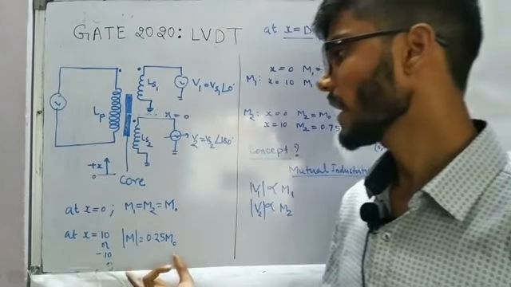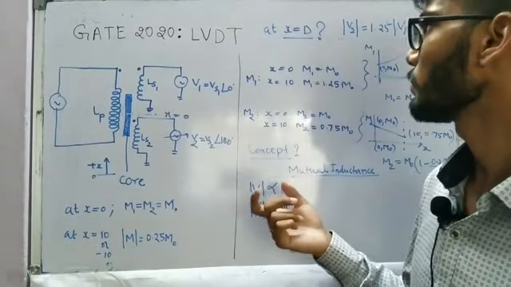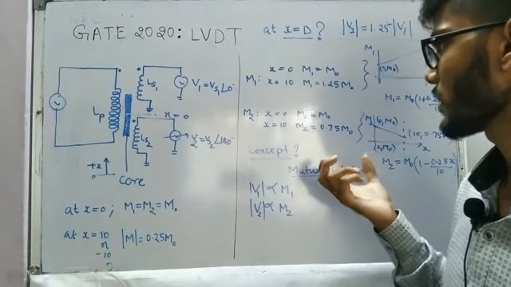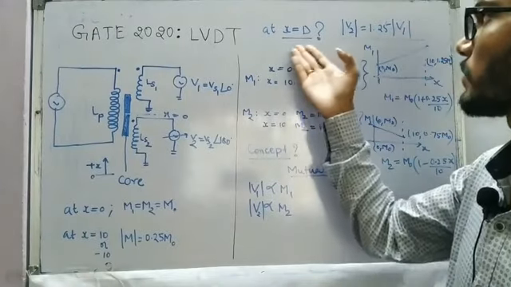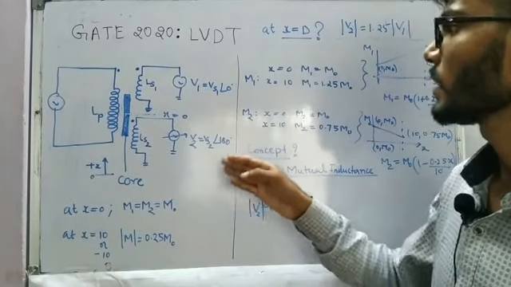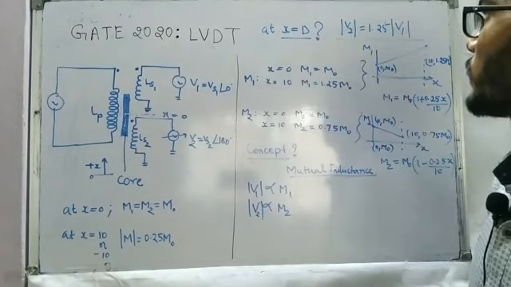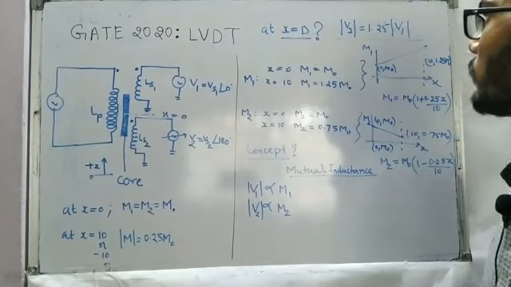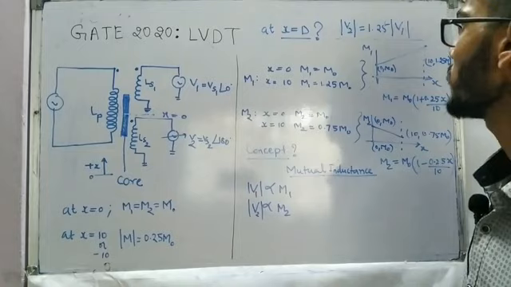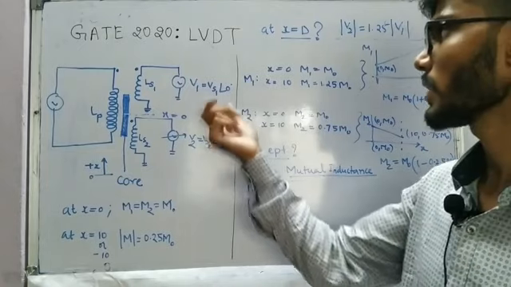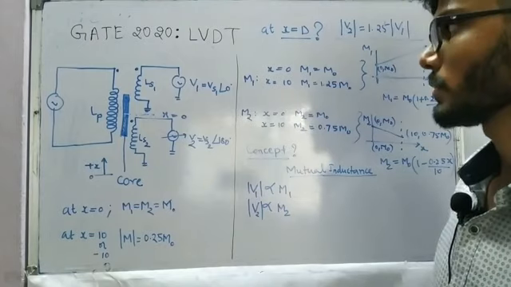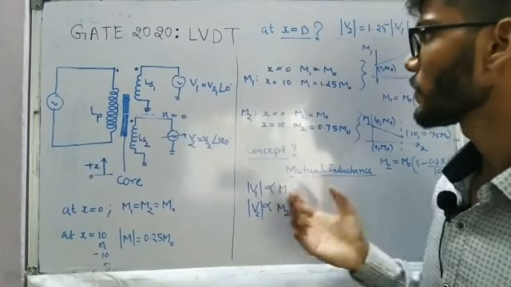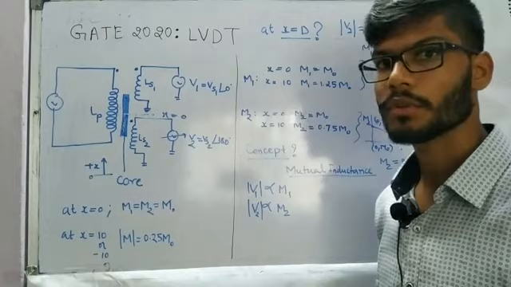With that understanding, we have to derive two expressions. The interest is: at what value of displacement, x equal to d, is the magnitude of voltage V2 going to be 1.25 times the magnitude of voltage V1. We need not worry about the phases because it is completely talking about the magnitudes. So that's the question. Now we'll understand how we have to approach it.